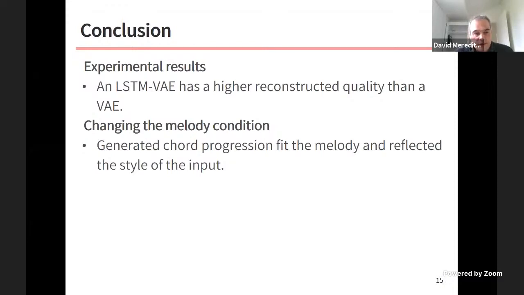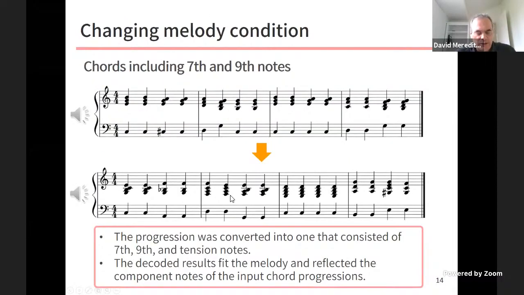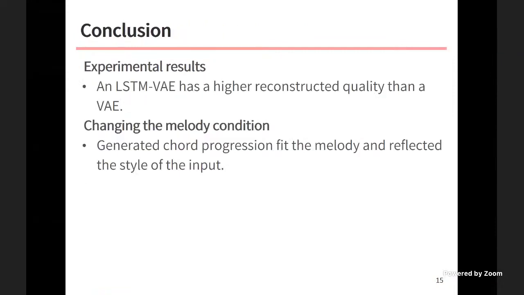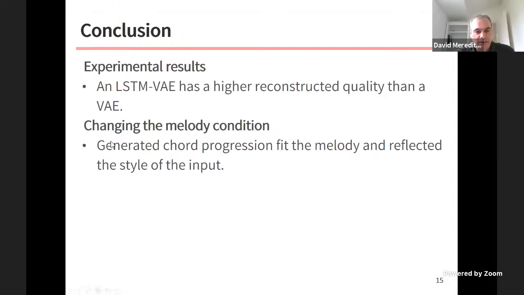I would just like to ask you, in your conclusion on that slide, you say that the LSTM VAE has a higher reconstruction quality than a VAE. How exactly do you come to that conclusion? How did you come to the conclusion that one is higher quality than the other? Most of these chord progressions are very simple and stylistically very neutral, apart from the ones that aren't. What's better about it? How do you make that evaluation?